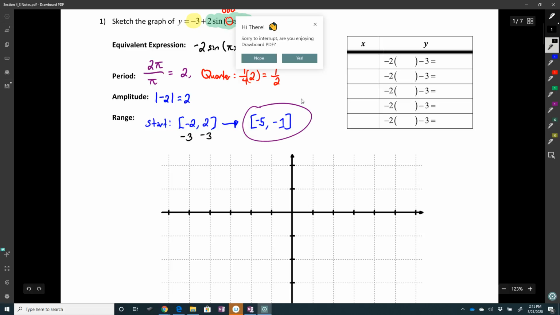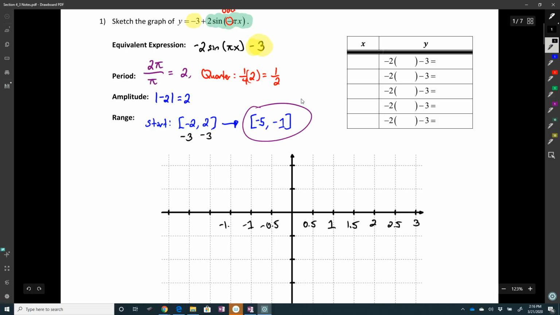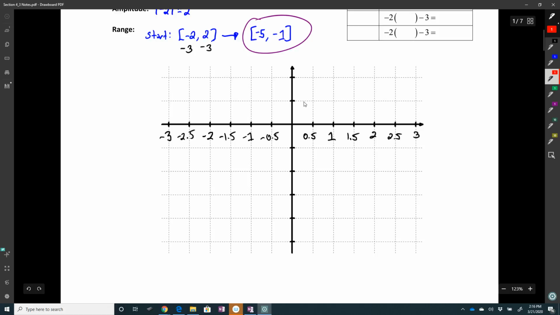So let me go ahead and start labeling. 0.5, 1, 1.5, 2, 2.5, 3, negative 0.5, -1, -1.5, -2, -2.5, -3. All right, and we know that our range is from -5 to -1. So here we have -5 down here, -1 over here.